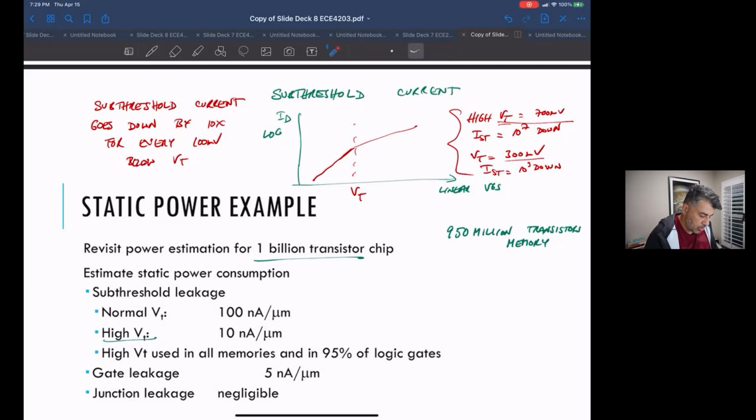Okay, so basically it's saying that we're using high V sub t for all the memories. So all these 950 million devices use high V sub t, and therefore they have 10 nanoamps per micron of gate length.